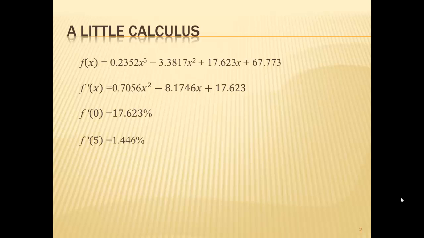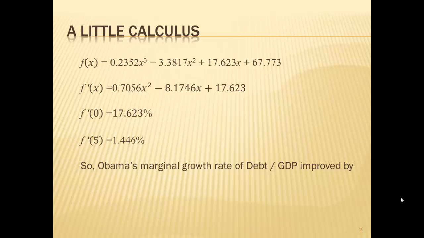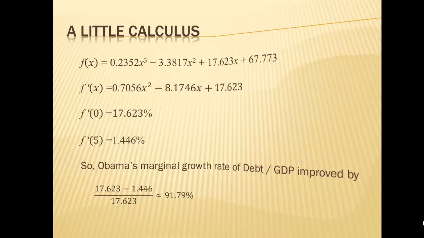Now, when we take the derivative and evaluate it at the end of the 5th year, which is at the end of 2013, the marginal growth rate for the growth of the debt to GDP ratio has fallen to 1.446%. So when we actually use calculus to calculate the marginal growth rate for debt over GDP, we see that it's actually improved by a little more than 91%. And our model was showing that it was a little over 90%. Basically, it's the same order of magnitude. It's the same solution. So now I think we can wrap up.